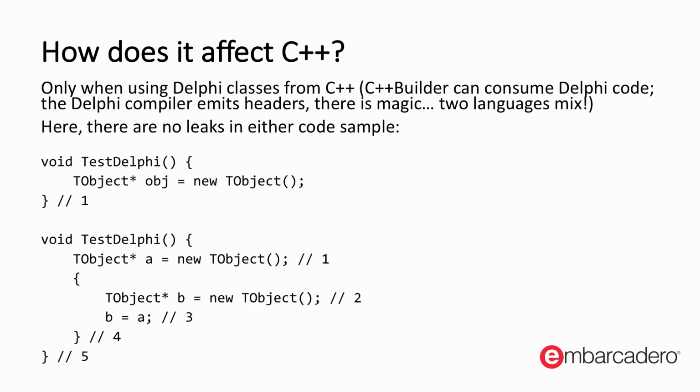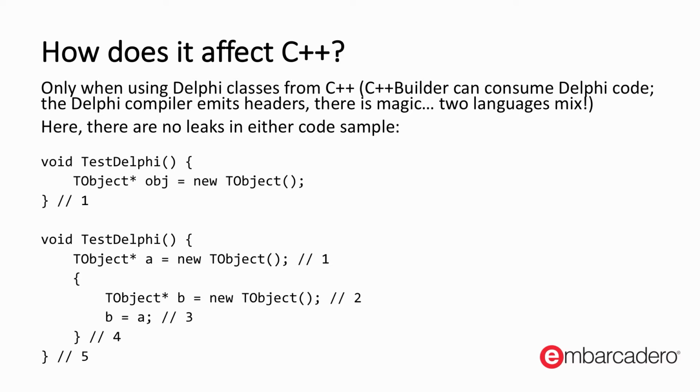The interesting bit comes when you access Delphi classes from C++. Let's try this. It's a very similar method, but inside, TObject pointer obj equals new TObject. This does not leak. When obj is created, its ref count is incremented to 1. When it goes out of scope, at the end, the comment 1, it is dereferenced to 0 and the object is freed.